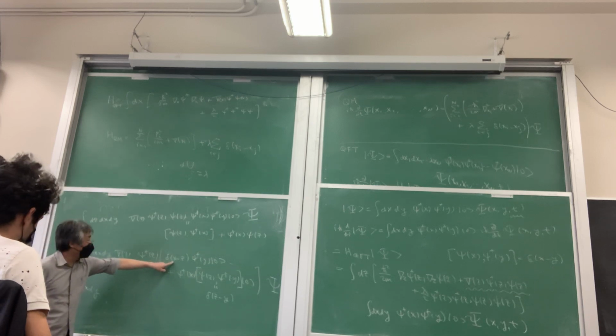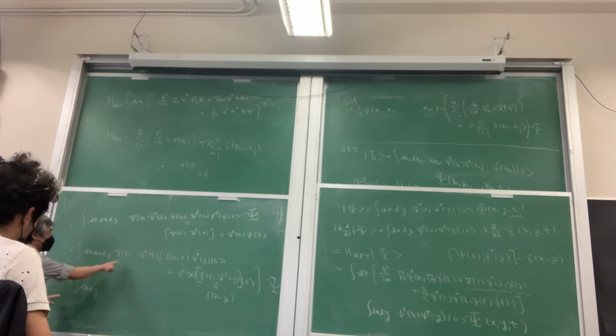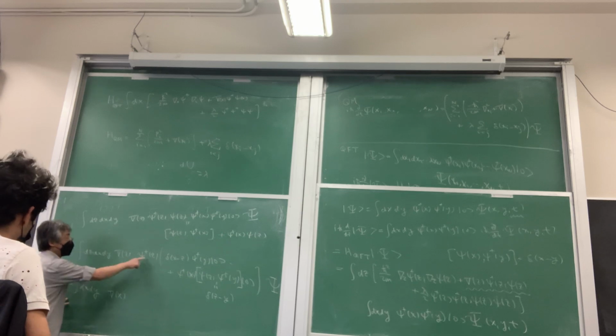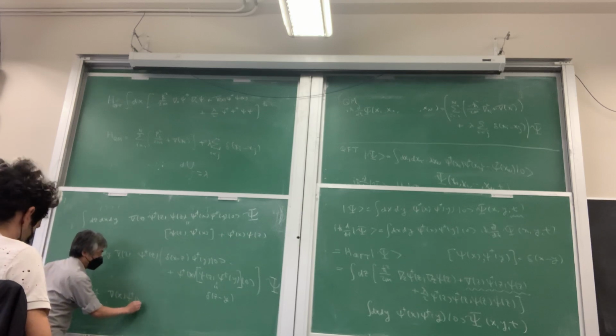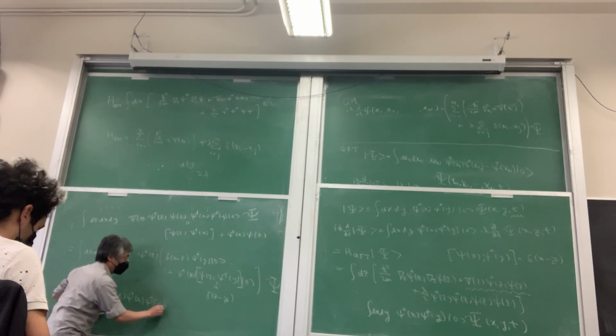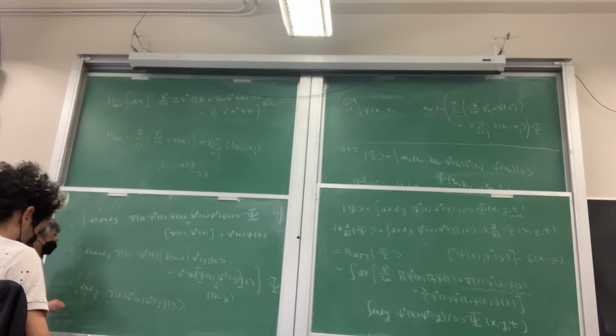And looking at the first piece, Z is replaced by X everywhere. So this V of Z is now V of X. Psi dagger Z is psi dagger X. Psi dagger Y acting on the vacuum, that's the first one.